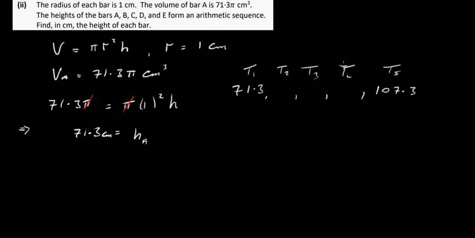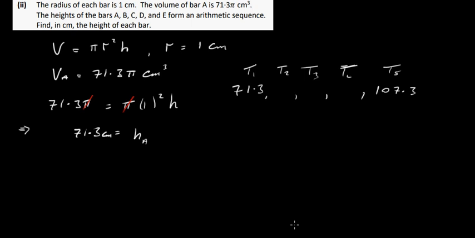This will be term 2, term 3, term 4, and term 5 of our arithmetic sequence. In order to find the heights of the other bars, B, C, and D, we've got to work out what the common difference is. Remember, it's an arithmetic sequence. So if we know what to add to this, we can get this one. If we know what to add to this, which will be the same number, we get to the next, and so on. We have a common difference. So let's have a look.